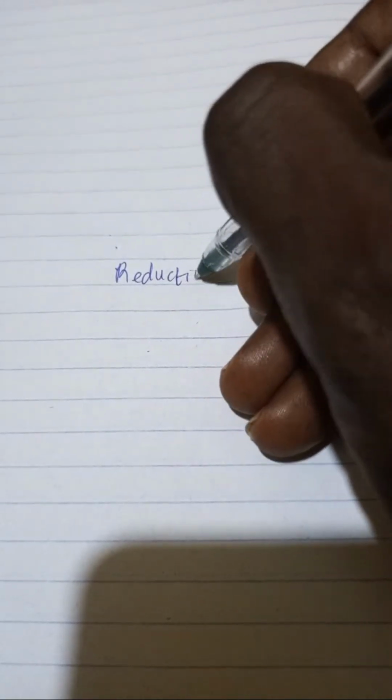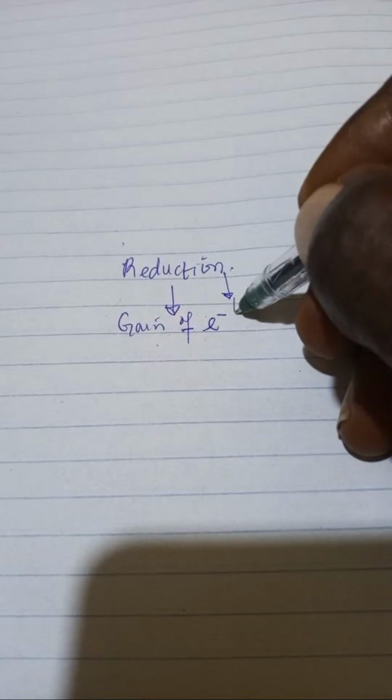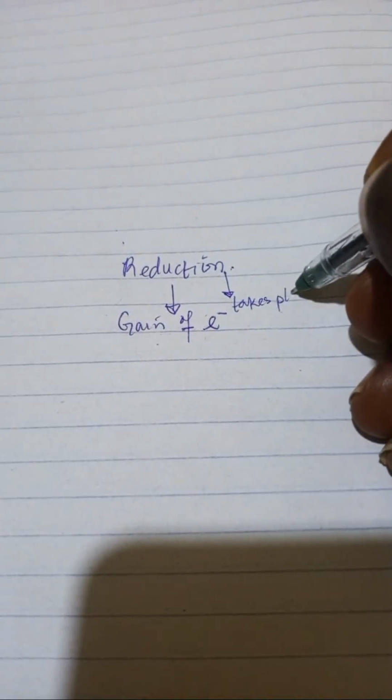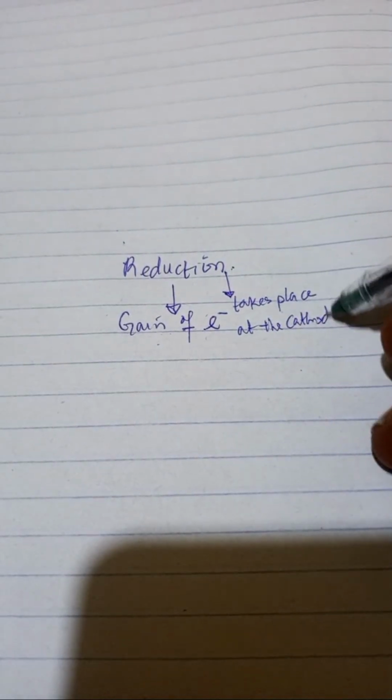This is reduction here. So let's talk about reduction, and I'll tell you where reduction occurs. Reduction means gain of electrons. When a substance gains electrons, that substance will be reduced. You understand? And this reduction always takes place at the cathode. Please note that. Reduction takes place at the cathode.